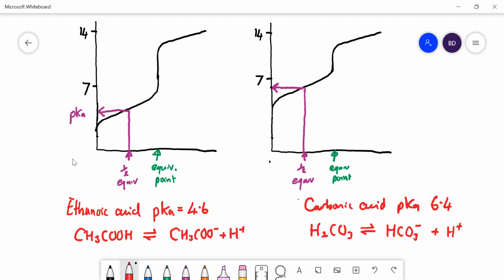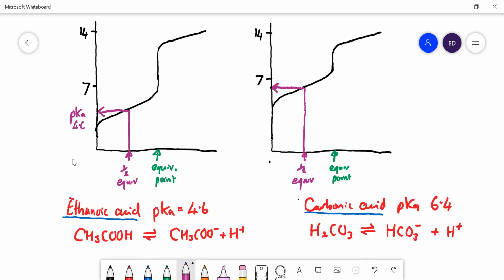Okay, so this is the titration curve for ethanoic acid, which has got a pKa of about 4.6, and the one on the right is carbonic acid. It's a much weaker weak acid, a pKa of 6.4. Now, if you remember, you can find the pKa by getting the equivalence point, from that you find the half equivalence point, and then you extend that up onto the y-axis, and that will give you the pKa. So the pKa of ethanoic acid is about 4.6 there.